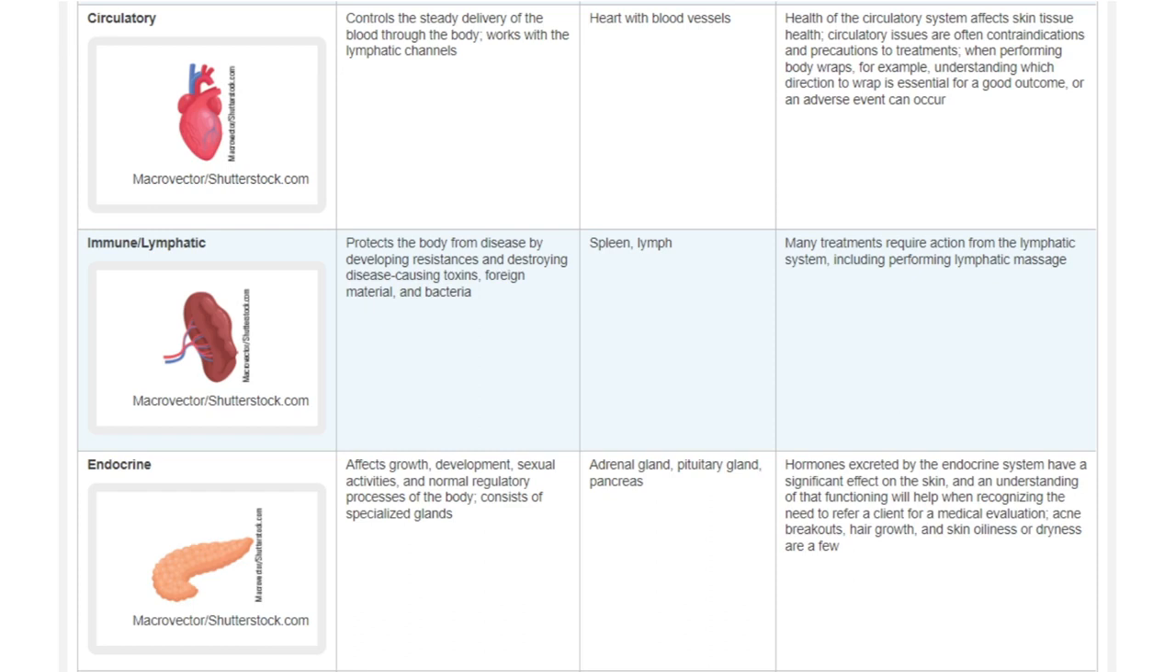Endocrine system. Functions: affects growth, development, sexual activities, and normal regulatory processes of the body; consists of specialized glands. Organs: adrenal gland, pituitary gland, pancreas. Why know this? Hormones excreted by the endocrine system have a significant effect on the skin, and an understanding of that functioning will help when recognizing the need to refer a client for a medical evaluation. Acne breakouts, hair growth, and skin oiliness or dryness are a few.